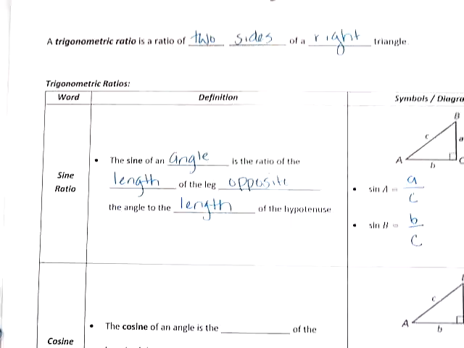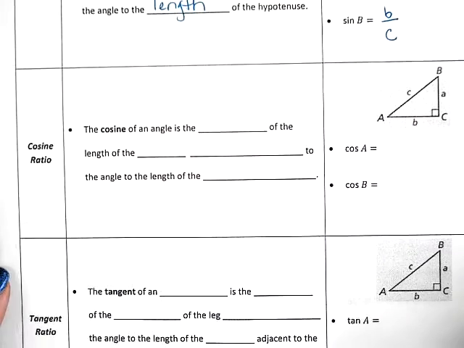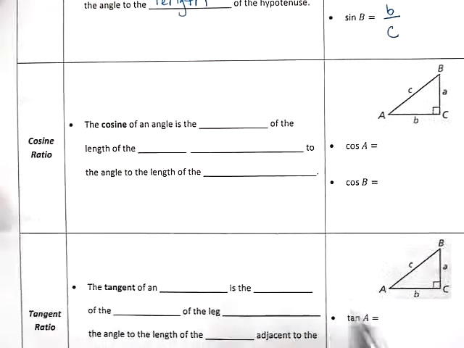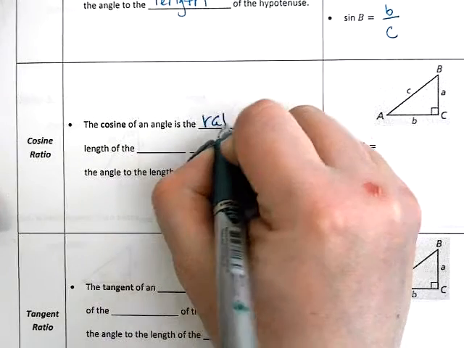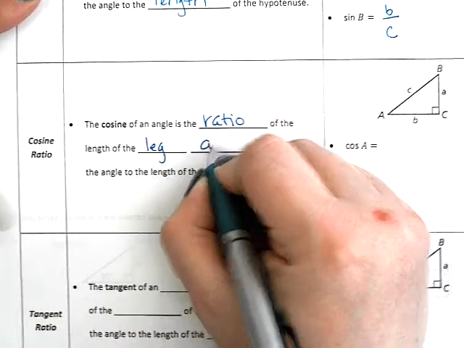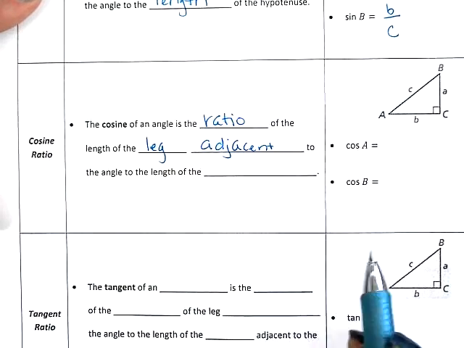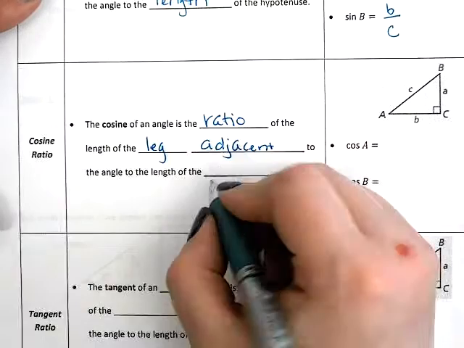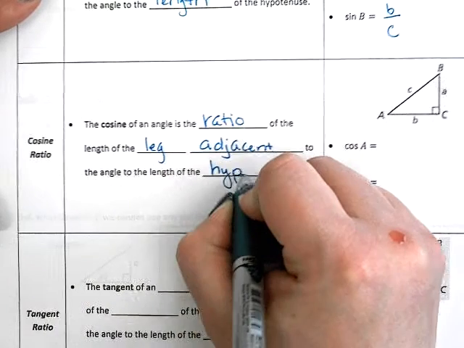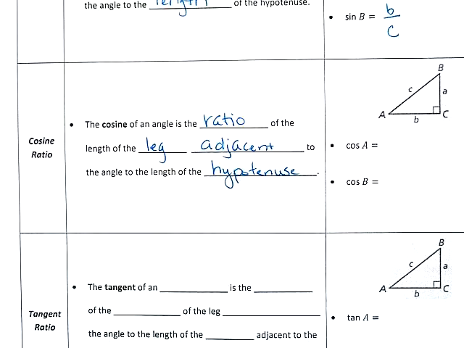Okay. Then we have our cosine ratio. So the cosine of an angle is the ratio of the length of the leg adjacent. Hopefully you remember what the word adjacent means. So adjacent to the angle to the length of the hypotenuse. Remember, a ratio is a fraction, right? That's what we did for sine. We're going to do the same with cosine.